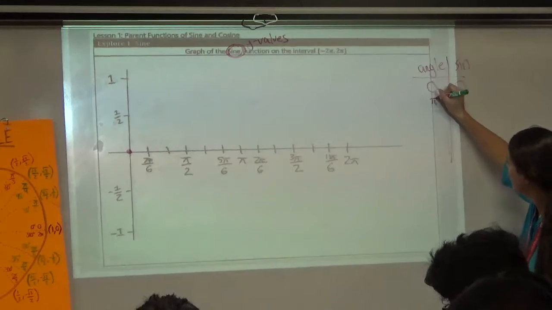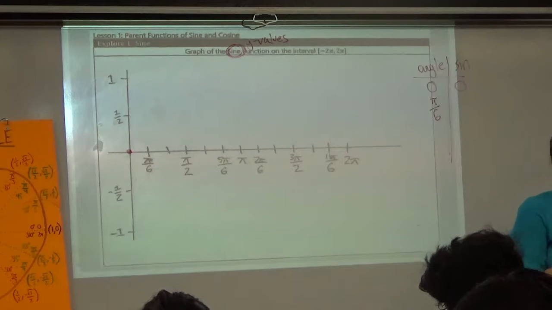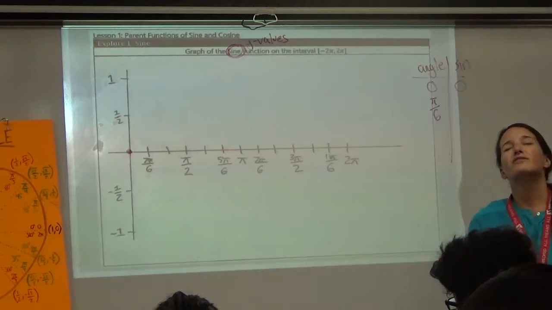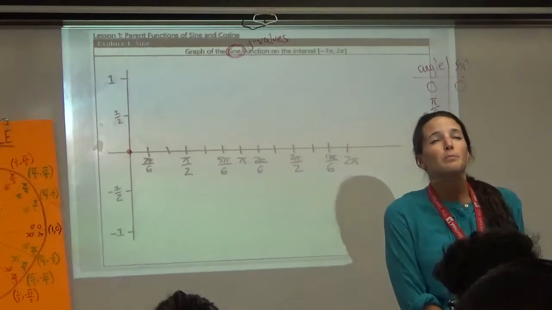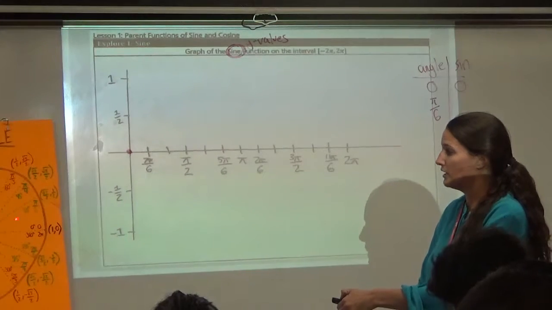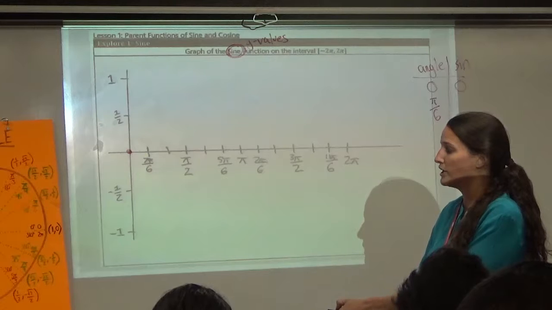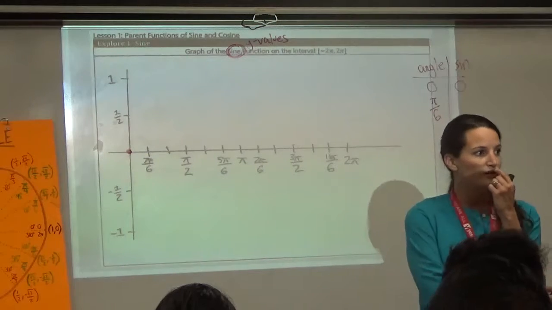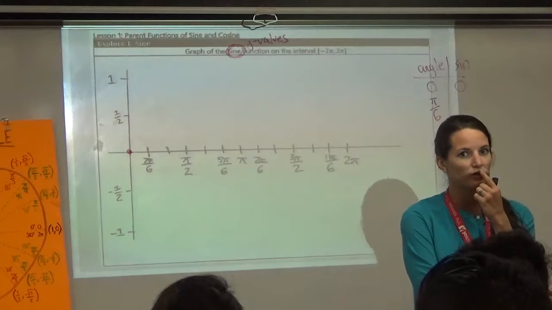Let's try pi over 6. If our angle is pi over 6, picture pi over 6. It's the first angle that we put on our unit circle right here. Raise your hand. I'm going to wait for some more hands this time. What is the y value or the sine of pi over 6?